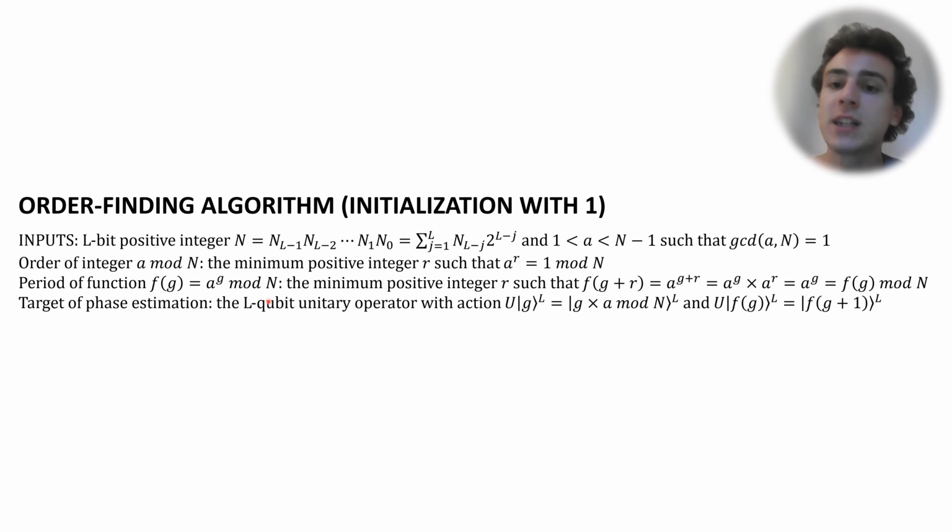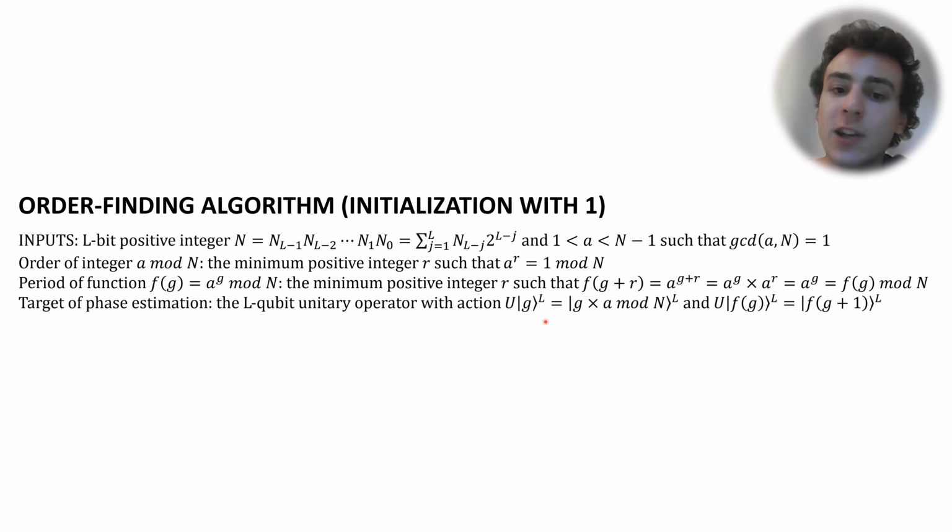So that is that unitary operator that's going to show up in the phase estimation procedure. So the target of phase estimation is the L-qubit unitary operator that has the following action. We have two different representations of how this unitary operator acts on states. So this unitary operator acts on a register of L qubits. That's why we have a superscript L over here. So it's not acting on a single qubit, it's acting on an entire register of L qubits. And G is the label for that state of that entire register.